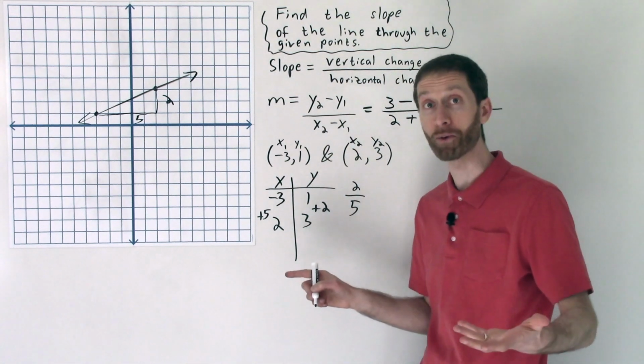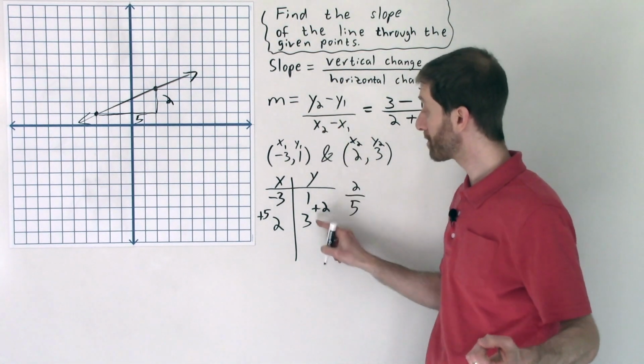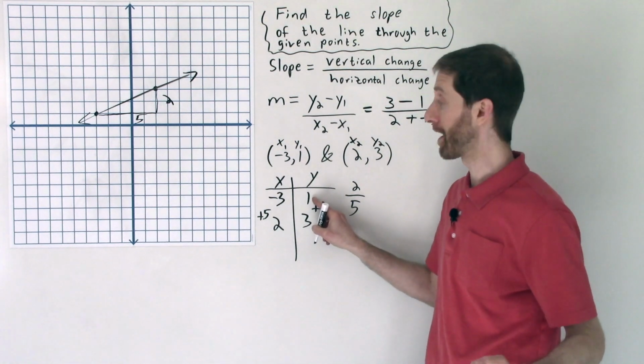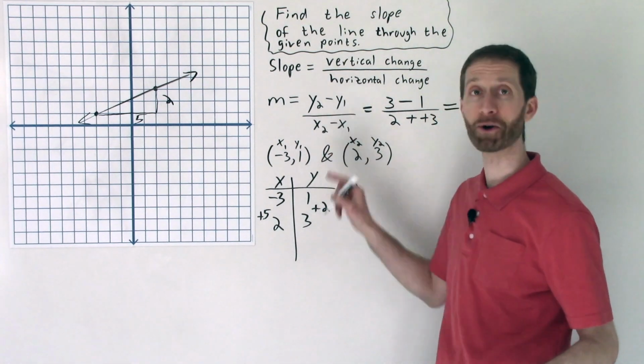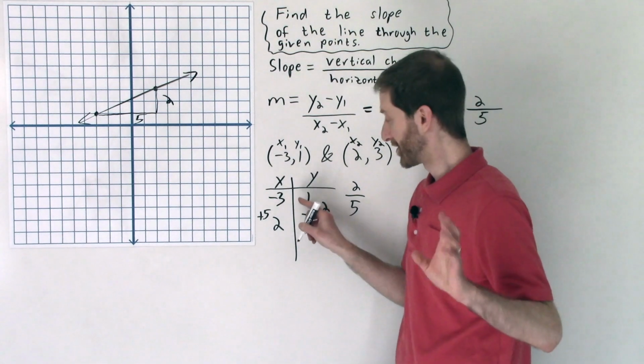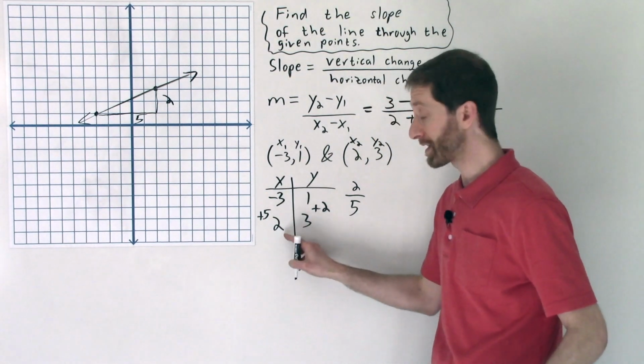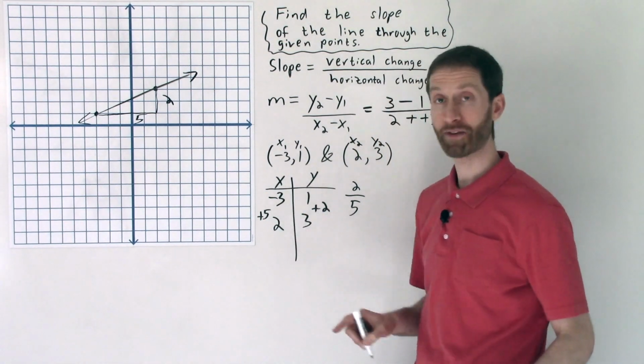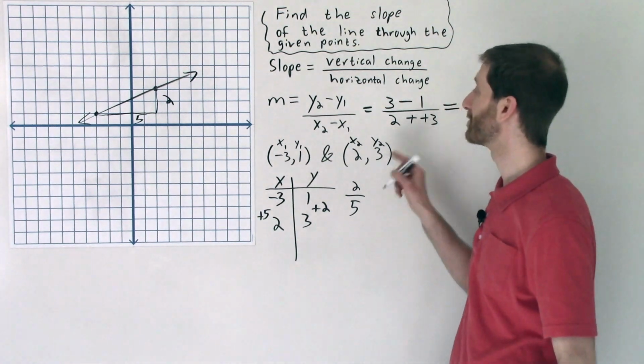and it is this formula right here as well, because how do we get the plus 2? We do the y value minus that y value. 3 minus 1 gives us plus 2. Nice. To get the plus 5, we do this x value minus that x value. 2 minus negative 3.